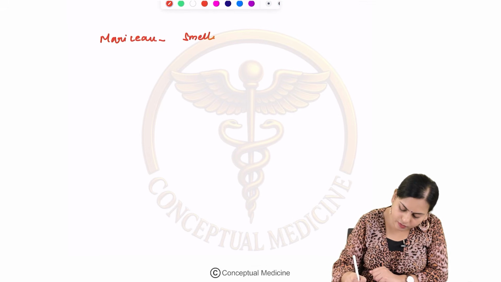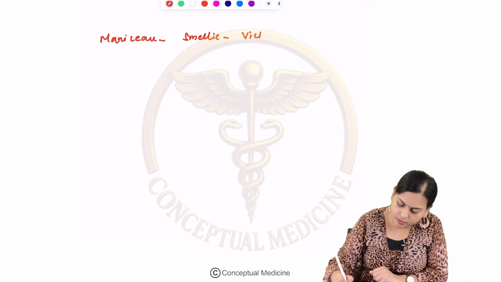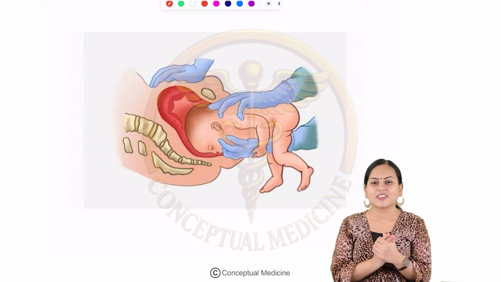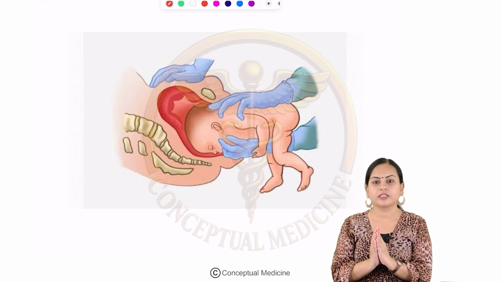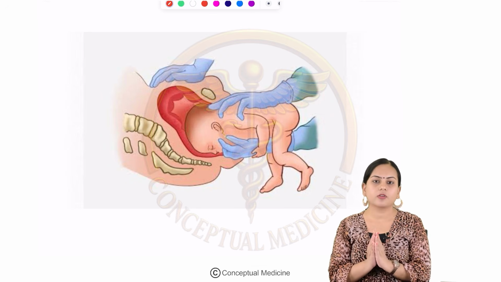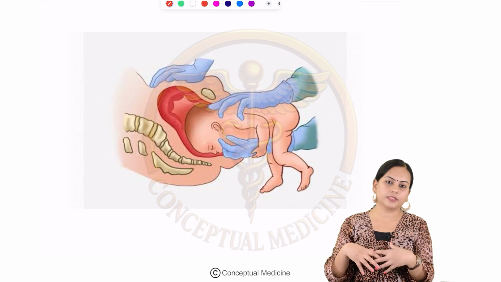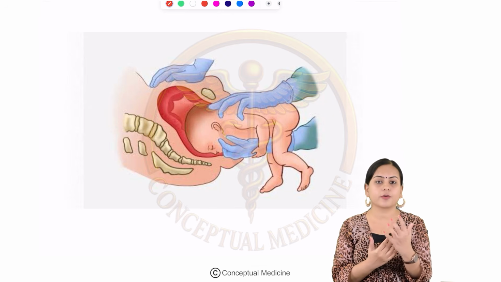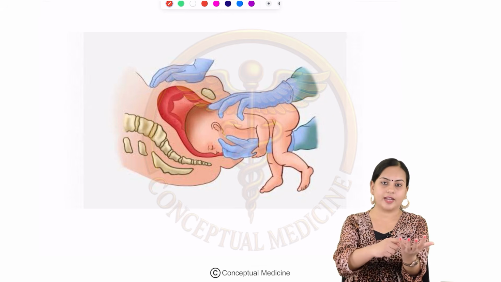Yes. The next method is the Wigand-Martin-Winckel technique. First let me explain this procedure. After this, we shall recall this maneuver together once, right? After the delivery of the rest of the baby till the nape of the neck, what we are going to do is support the baby with our left hand.